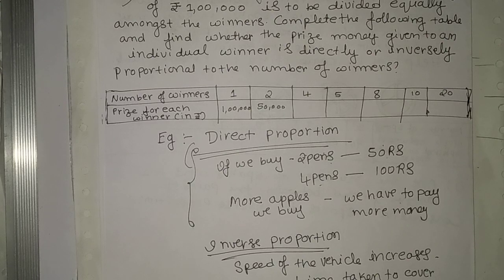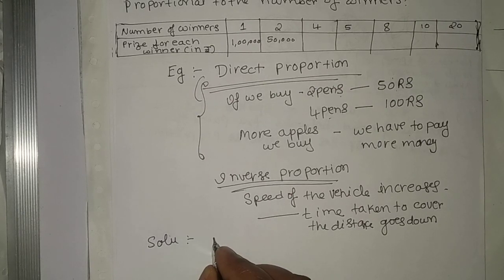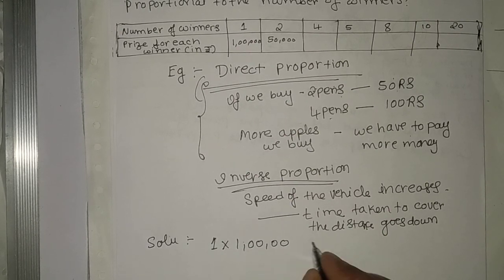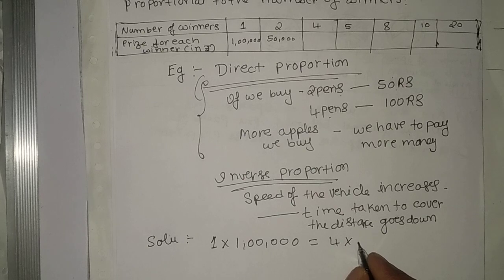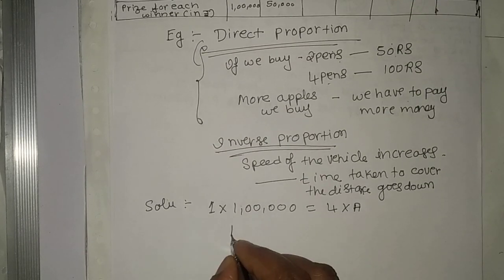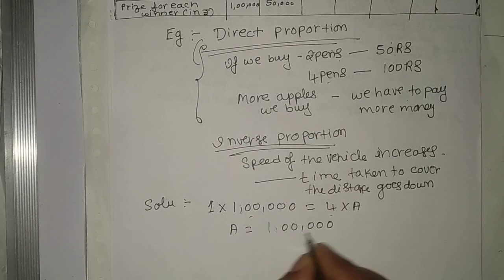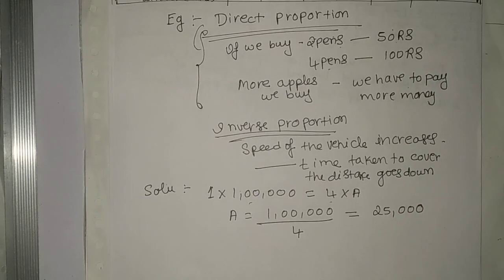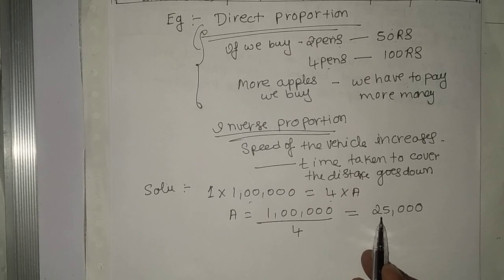So what is the solution? We'll see. First, we'll take 1 winner into the amount 1 lakh is equal to 4 into a variable, we'll take as A. So A is equal to how much? 1 into 1 lakh divided by 4, which is equal to 25,000. So 1 into 1 lakh is equal to 4 into A.